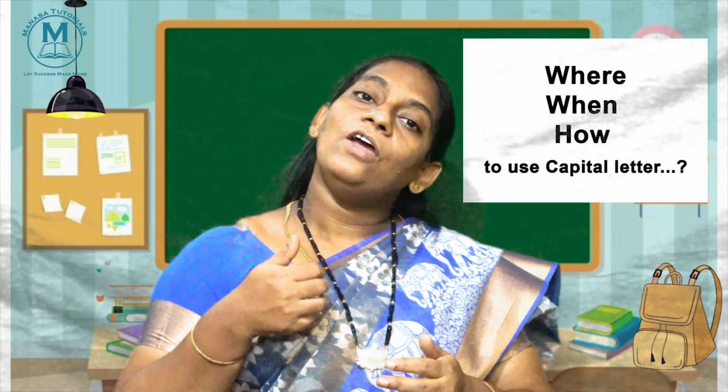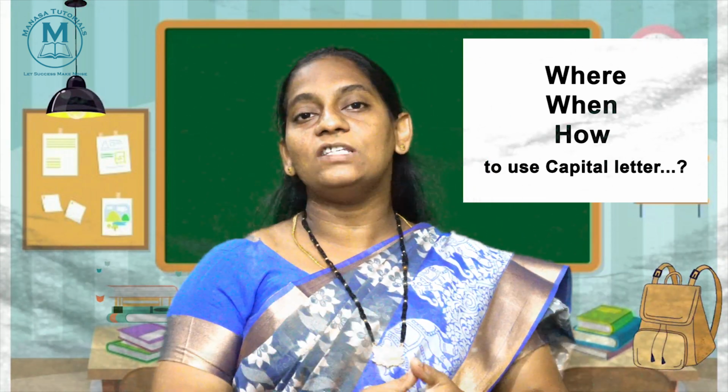These two are basic needs to write a sentence. That is, we need to use a capital letter in the beginning of the sentence, and we need to put a full stop at the end of the sentence. So this is one of the basic principles. Now, where, when, how do we use capital letters? Whenever we are starting a sentence, we use a capital letter.